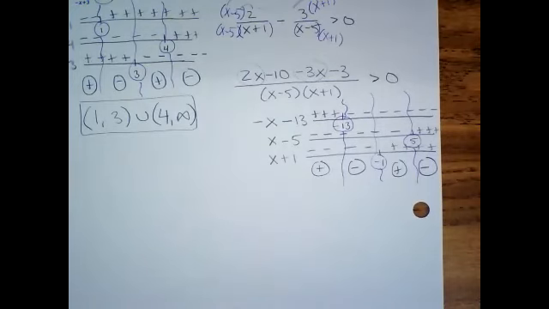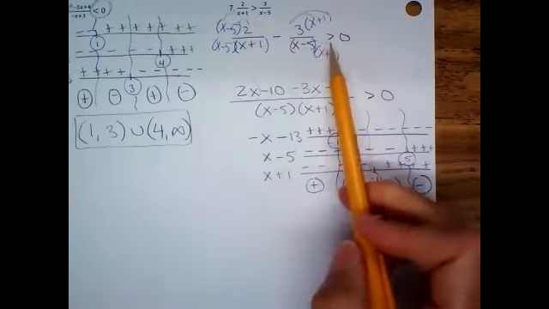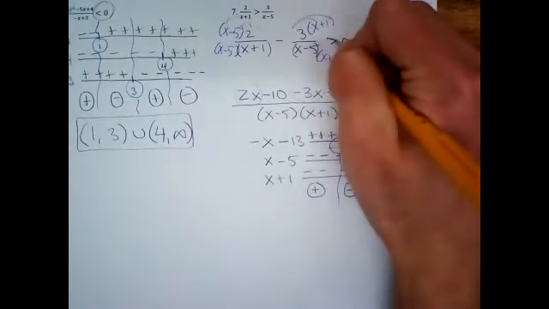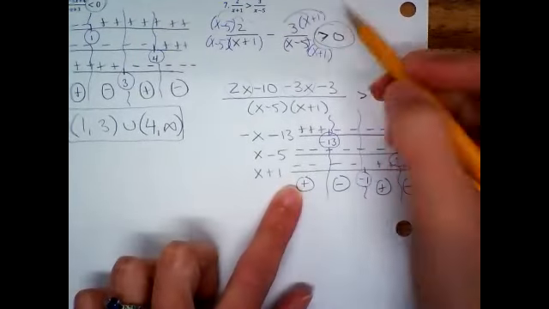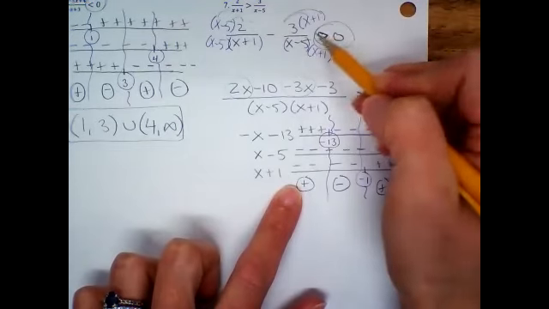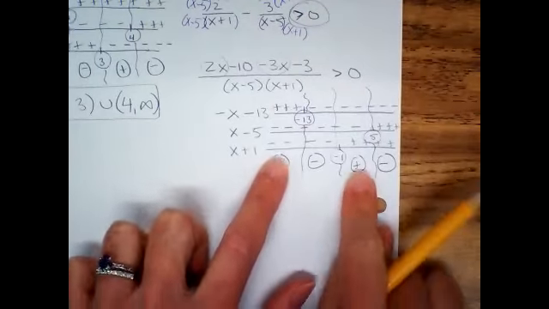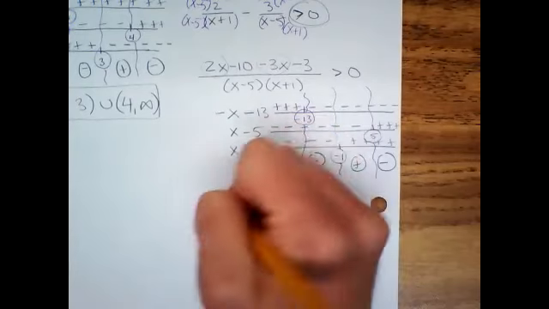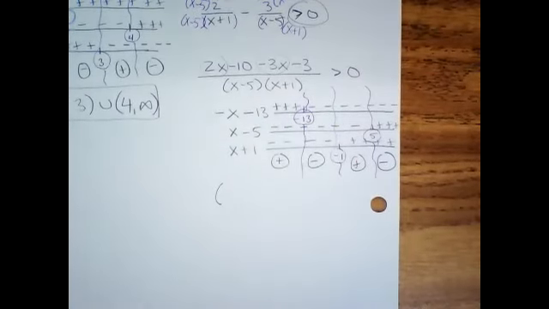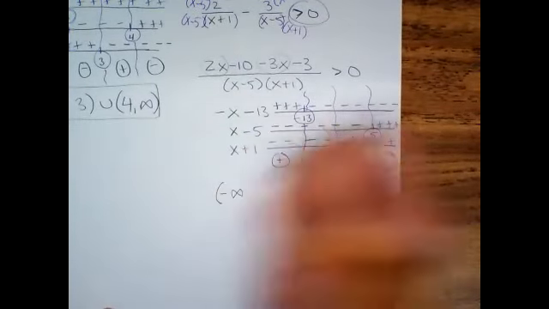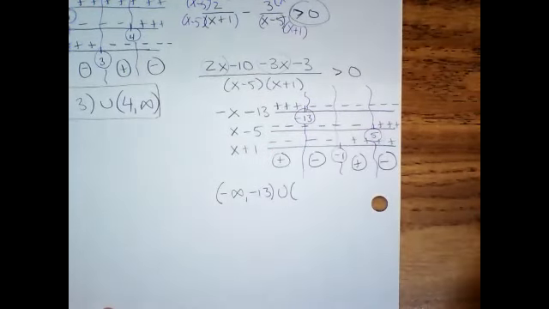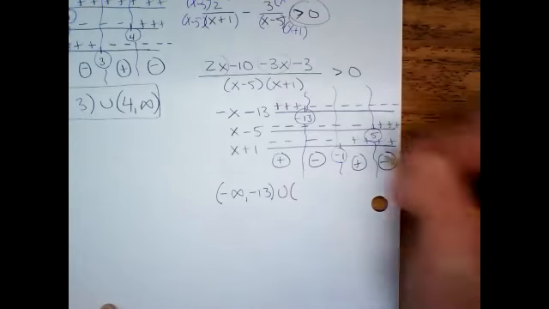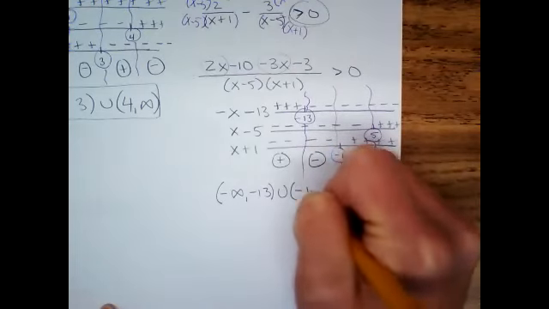So which part is the answer? Go back to the problem. It says greater than 0. So which section do we want? Positives. And we don't have to worry about brackets because there's not an equal to. They're just all going to be parentheses. So we want the 2 positive sections. Okay, cool. How do I write that? How am I going to write my answer? Good. -infinity to -13 union, and then the other positive section, -1 to 5.